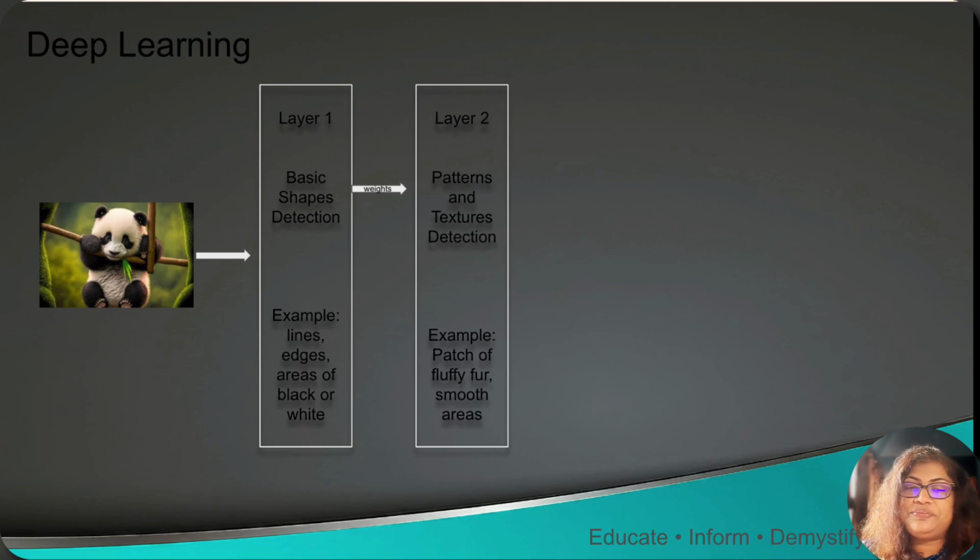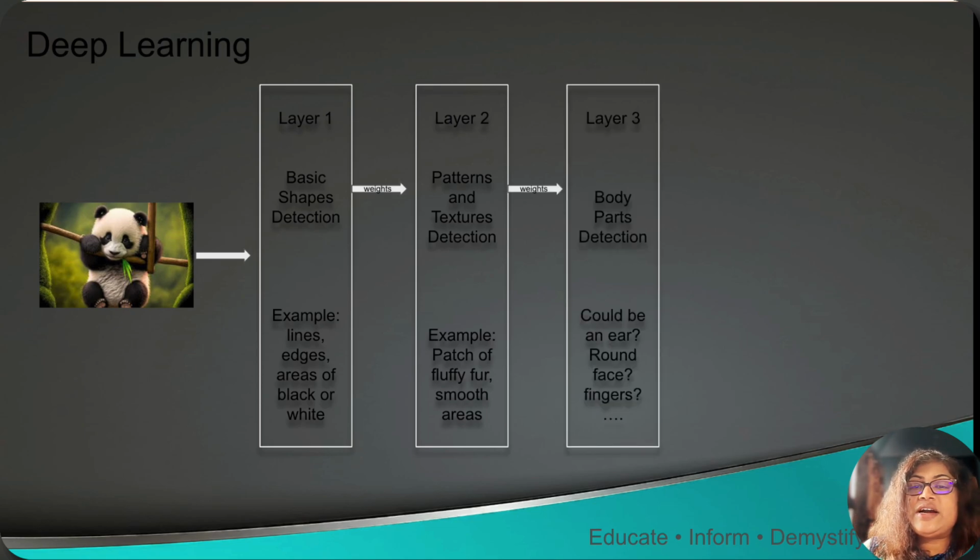body parts detection. By now, the model is starting to recognize more defined features like ears, eyes, or the overall round shape of the face. The pieces are coming together, but the model isn't ready to make a final call yet. It passes this understanding to the next layer, larger parts detection.